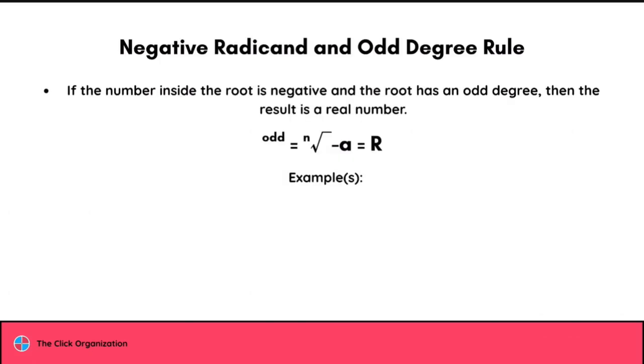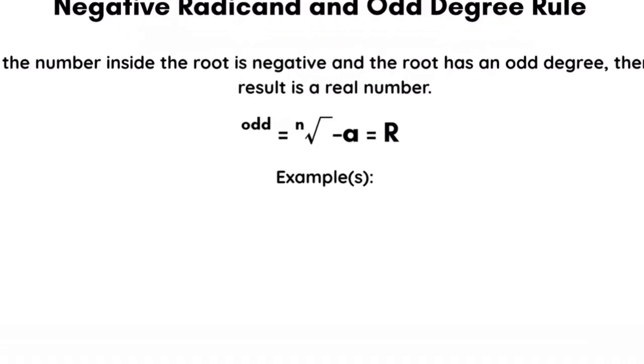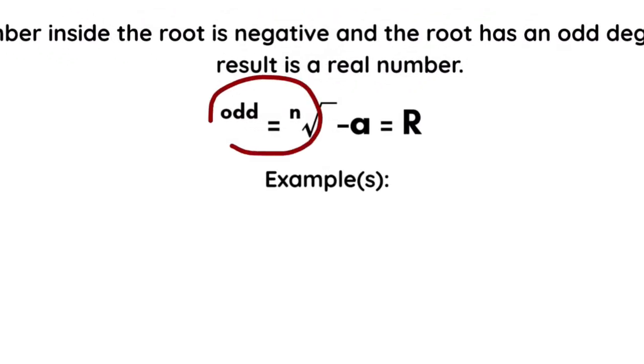The sixth rule, negative radicand and odd degree rule. If the number inside the root is negative and the root has an odd degree, then the result is a real number. So let's say that I have an odd root or an odd degree and my radicand is a negative number. At that time, the answer will be a real number.